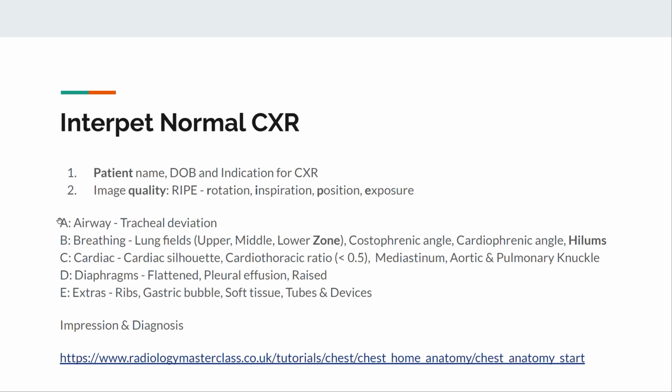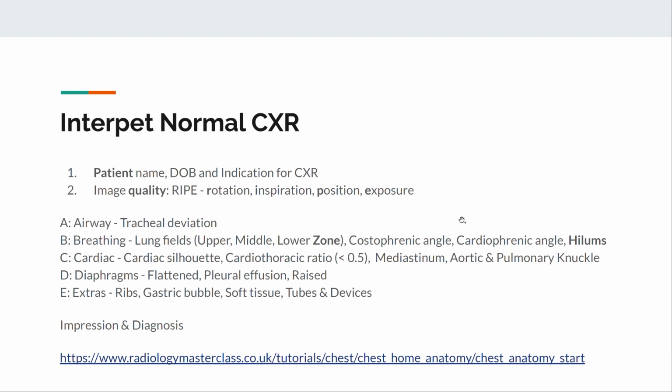And at our level, you can just remember A, B, C, D, E. A, airway, look at the trachea. Is it midline or not? B, breathing, look at the lung fields. Upper, middle, and lower zones. So we refer to zones rather than lobes on radiology because you're not actually looking at the anatomy, you're just dividing your screen into thirds and then looking within each zone.